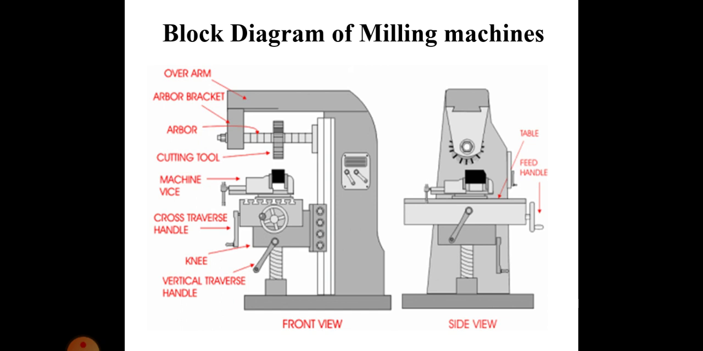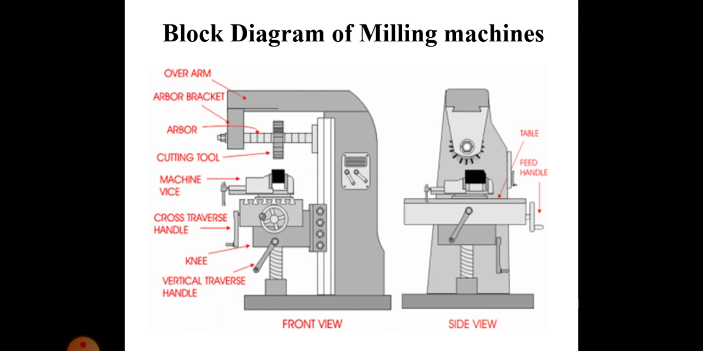Now we will see the different main parts of the milling machine in the front view. The main parts of a milling machine are base, column, overarm, arbor and arbor support, knee, and table. These are the main parts of a milling machine. We will see them one by one.